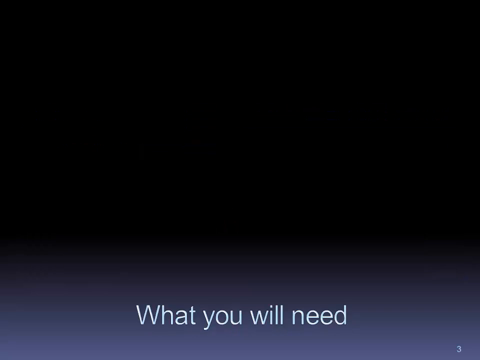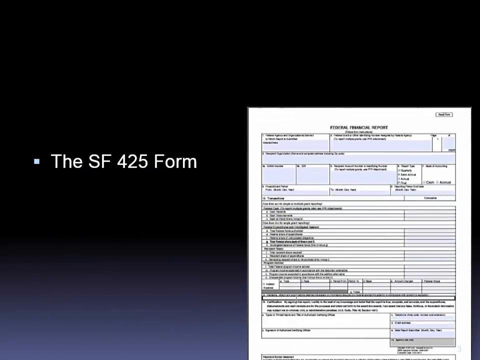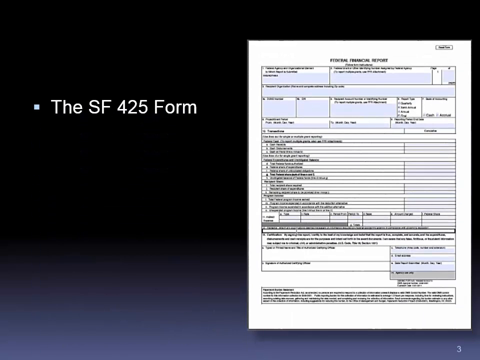What you will need to fill out the form: the first thing you'll need is the SF425. Grantees that have other federal grants should recognize this. A fillable PDF form can be found on the whitehouse.com website. Important things to note: this is not the same as the Division of Payment Management's Federal Financial Report, and the short version, the SF425A, is not acceptable for your reporting requirements to ANA.